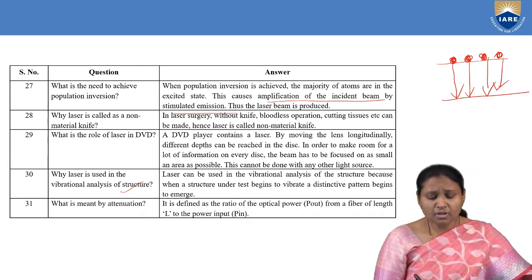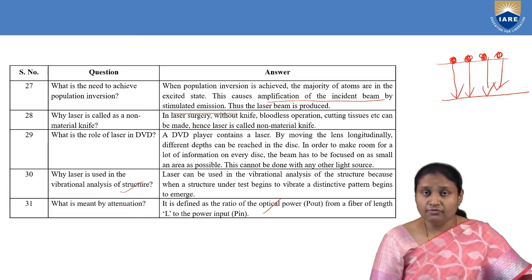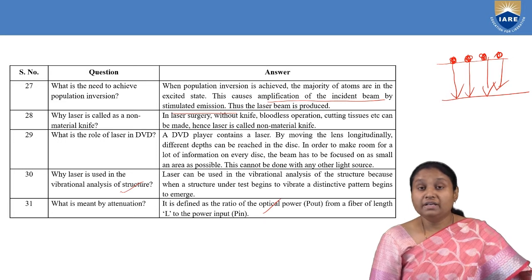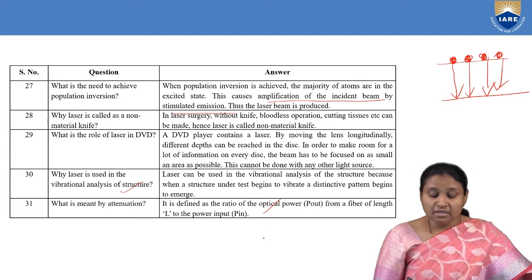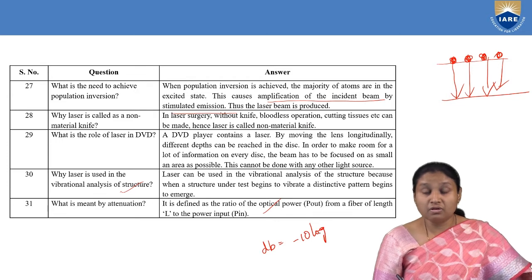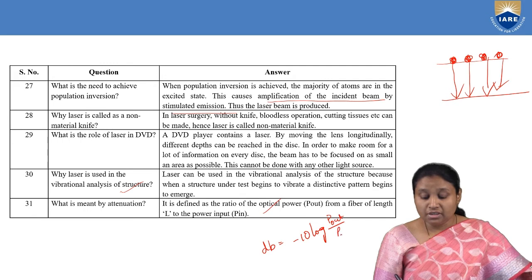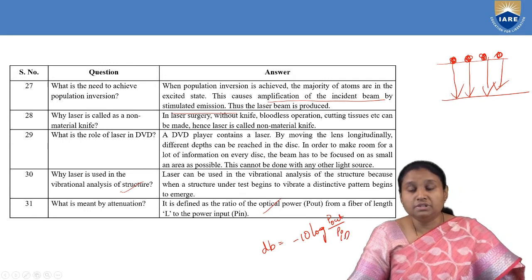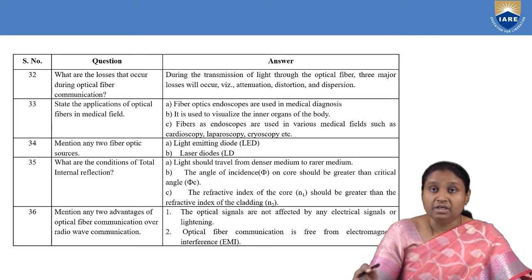What is meant by attenuation? Even though we take care of so many things in fiber optic communication, we still observe that a very small amount of loss of energy takes place. And how do we find that loss of energy? Attenuation is taken in terms of decibels. The unit is the decibel, and it is a logarithmic unit where we take the ratio of output power to input power. That is nothing but attenuation. Attenuation is the loss associated with the propagation of information through optical fibers.